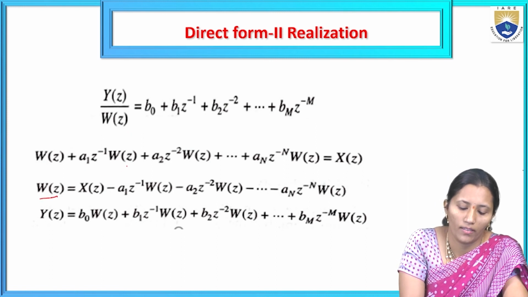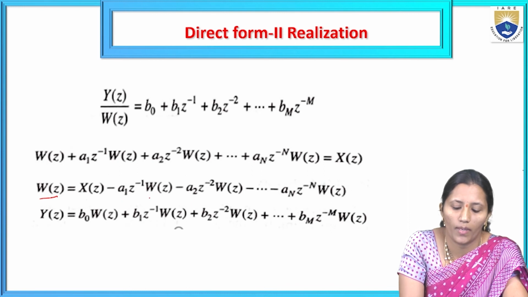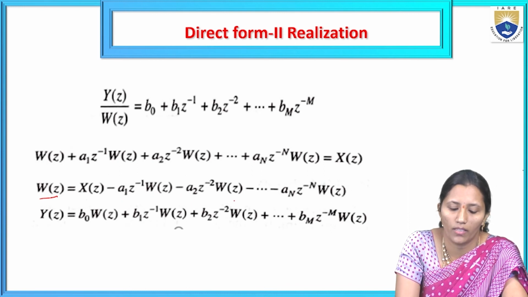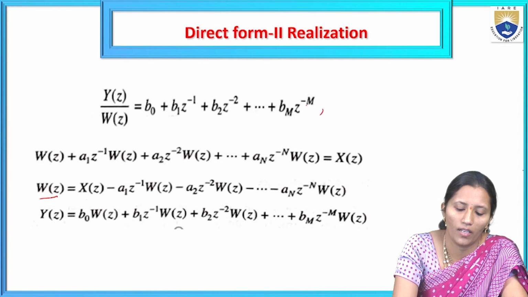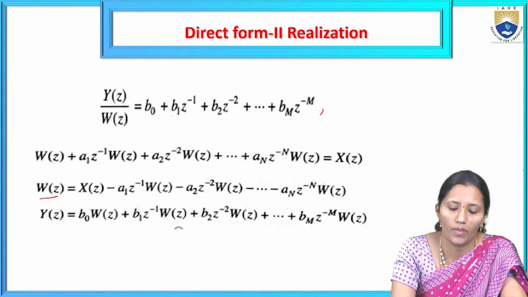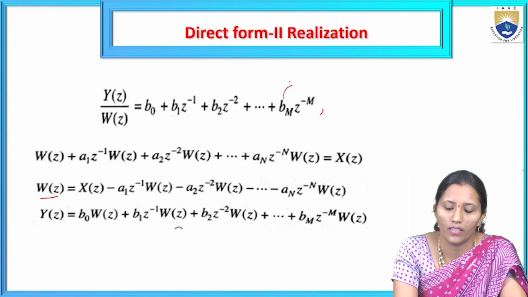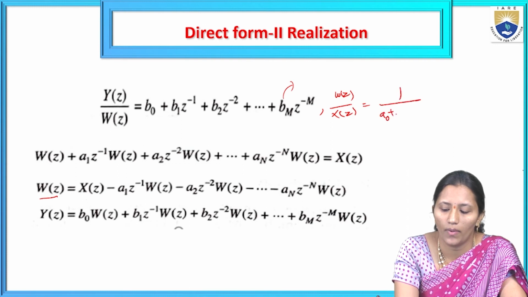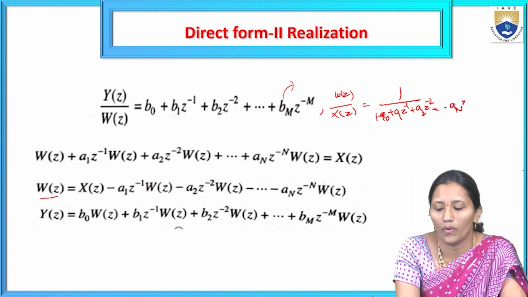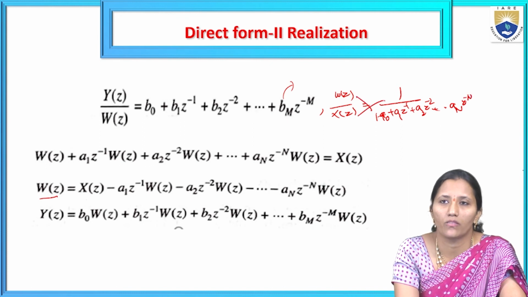So W of z by X of z, we can write as W of z equals X of z minus a1 z power minus 1 W of z minus a2 z power minus 2 W of z, up to minus aN z power minus N W of z. Here we have two terms: Y of z by W of z as b0 plus b1 z power minus 1 plus b2 z power minus 2 up to bM z power minus M, the all-zero system, and W of z by X of z as 1 by 1 plus a1 z power minus 1 plus a2 z power minus 2 up to aN z power minus N. So cross multiply these two.